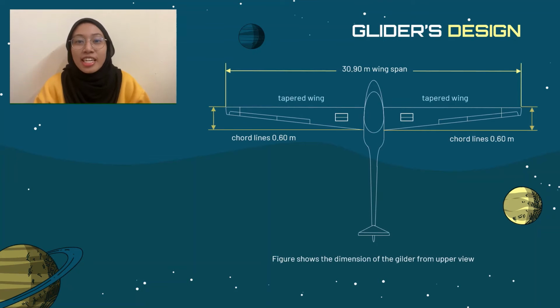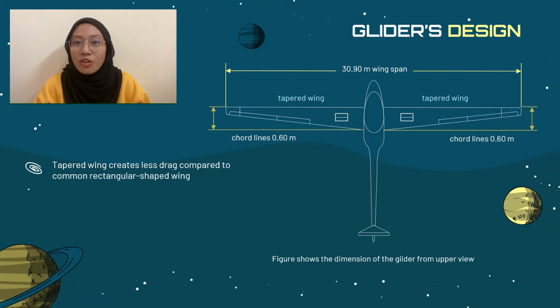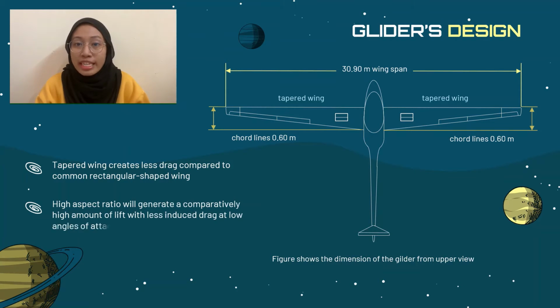For our glider's design, we decided to choose the tapered shape wing design. This design creates less drag compared to a common rectangle shaped wing. As for the wing ratio, our glider has a high aspect ratio, which will generate a comparatively high amount of lift with less induced drag at low angles of attack.